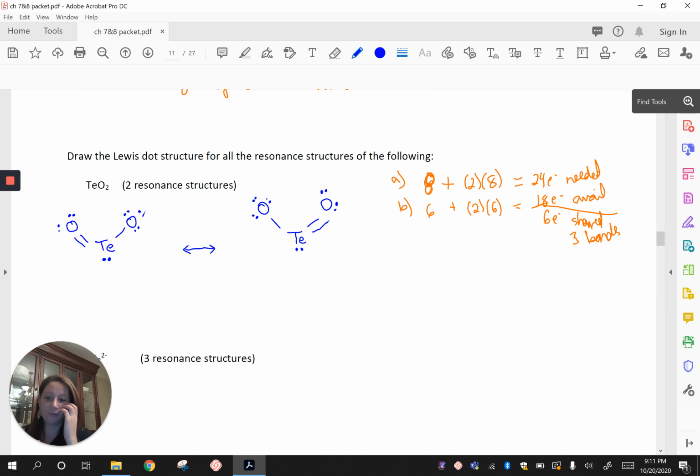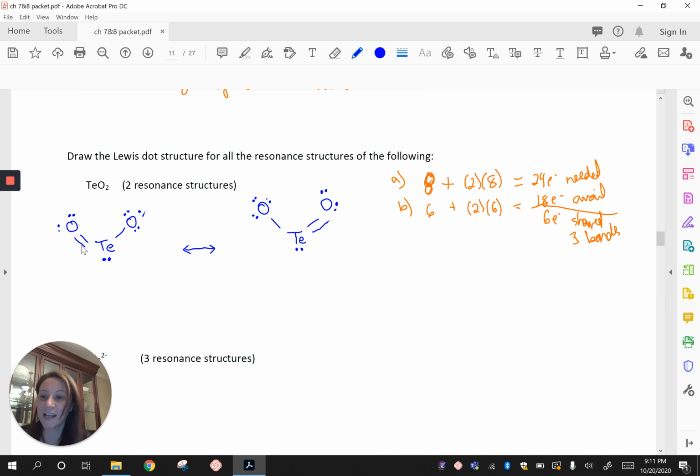Now, the idea of resonance, if you've ever heard of a resonance fork, how it goes back and forth. So the idea is that in reality, it's not that the molecule goes back and forth between those two structures. It's actually an average of those two structures. So in reality, it's not that this is a double bond and this is a single bond. It is actually a bond and a half to each of those oxygens. So this is a bond and a half, and this is a bond and a half.